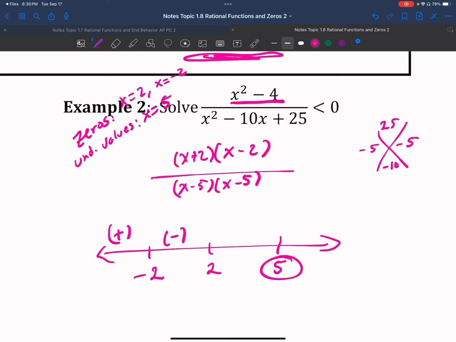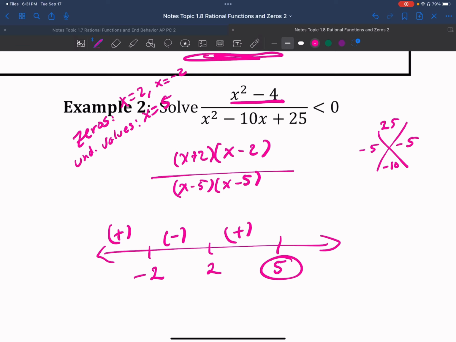I'm going to continue onto the intervals, and the next one I have to pick a number between 2 and 5. So I'm going to pick 3. 3 plus 2 is positive. 3 minus 2 is positive. 3 minus 5 is negative, and then 3 minus 5 is also negative. So these two become positive. Everything is positive. My next interval will be positive.